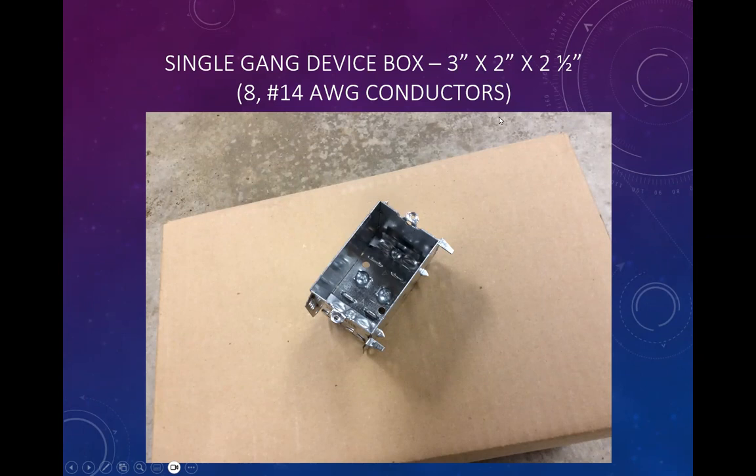3 by 2. Now this 2 inches side says it's a single gang box. It's 2 inches wide. That 2 inches size means it's a single gang. If it were a double gang box, it would be a wider box, 4 inches instead of 2 inches here. Now, this box can fit 8 14 gauge wires and still be legal. All right.